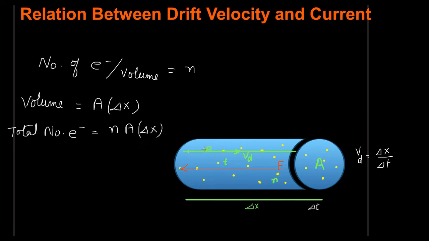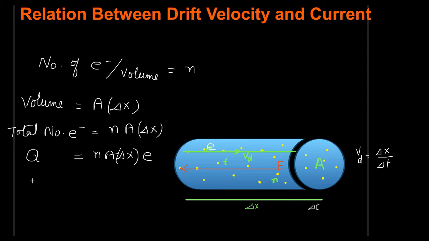For each electron, if e is the charge, then the total charge present in the conductor Q equals the total number of electrons into the charge e of each electron. So this is the total charge inside the conductor.